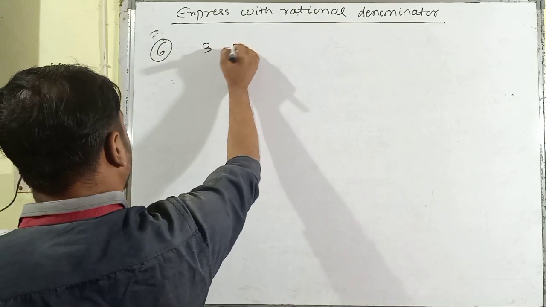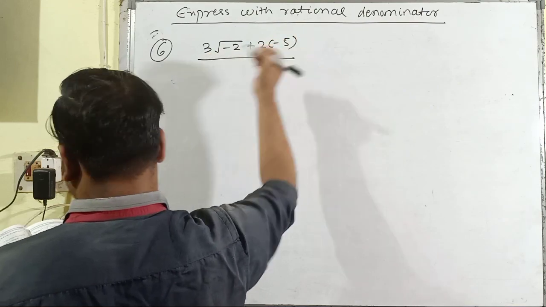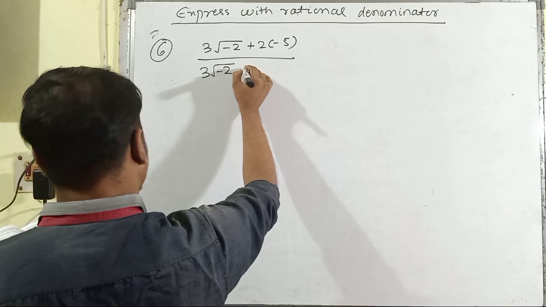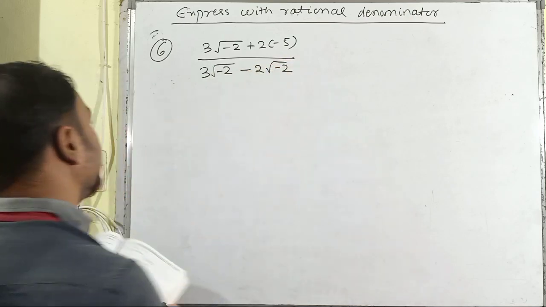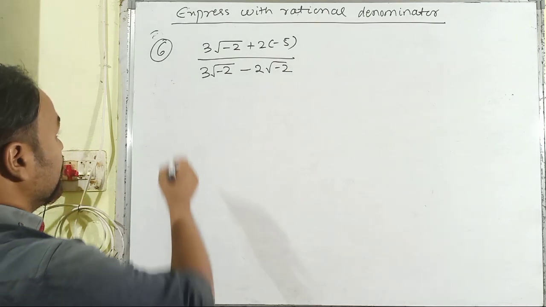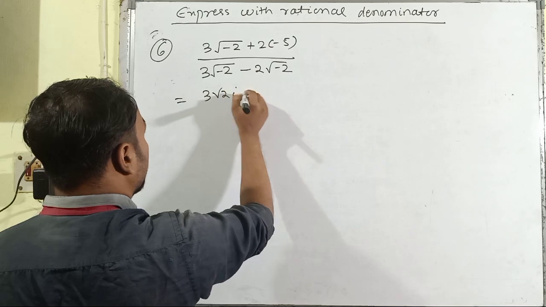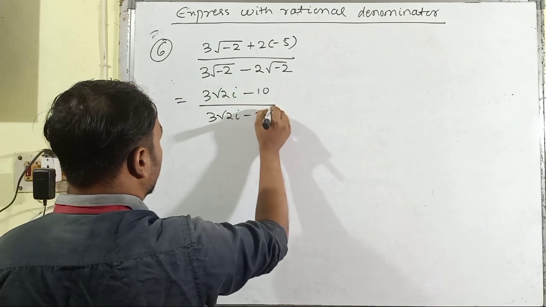It is (3√-2 + 2 × -5) divided by (3√-2 - 2√-2). Let us simplify the numerator and denominator first. It is (3√2 i - 10) divided by (3√2 i - 2√2 i).